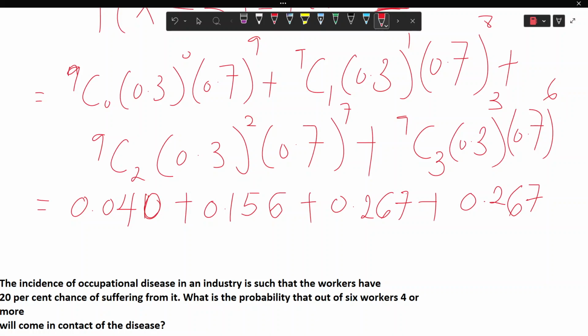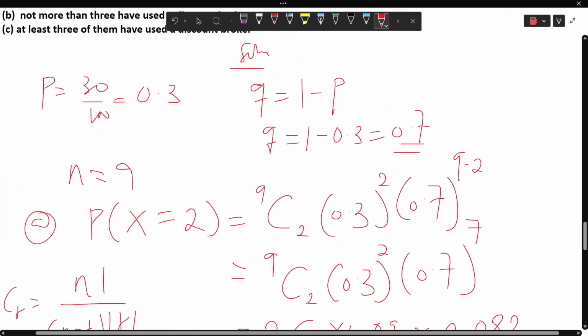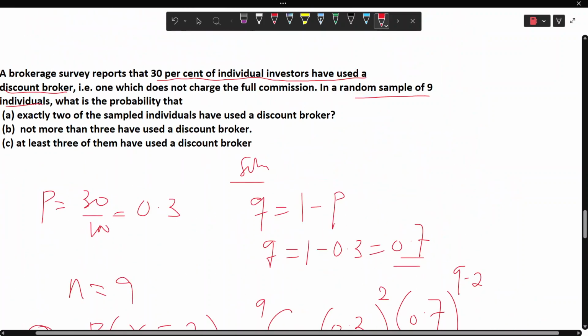0.040 plus 0.156 plus 0.267. So we have 0.73. Okay, let's take the last one.